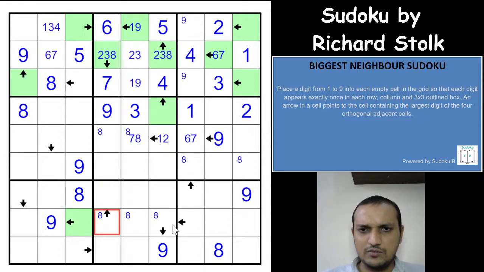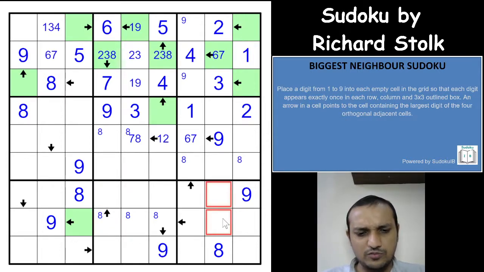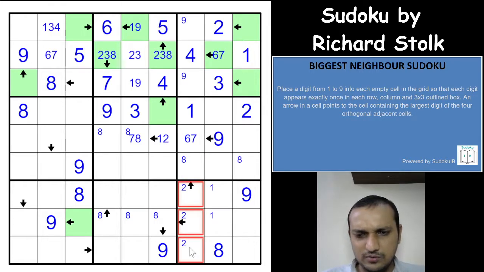What else are we missing here? 1 would have to be in one of these 2 cells. 2 would have to be in one of these 3 cells.